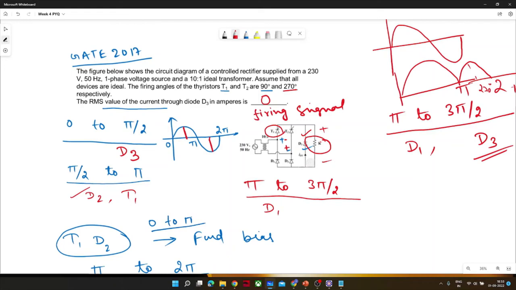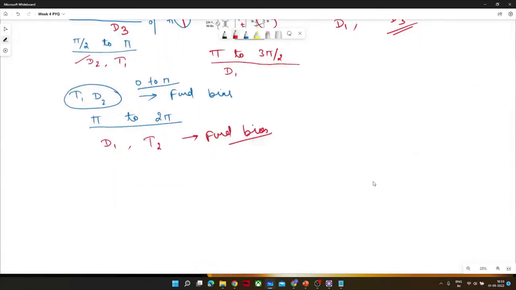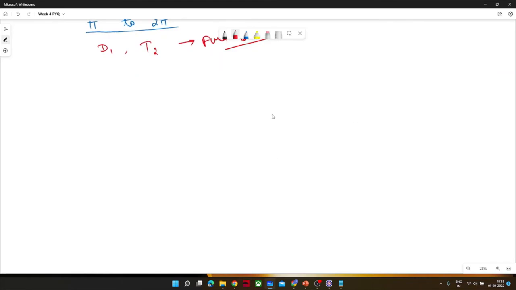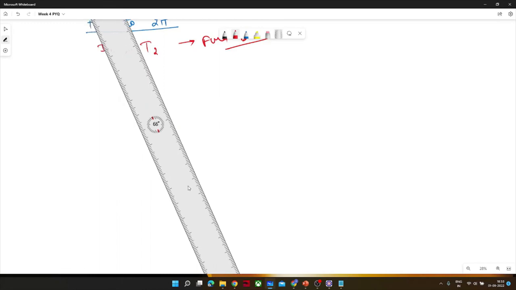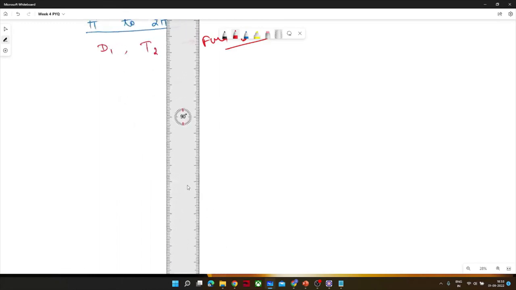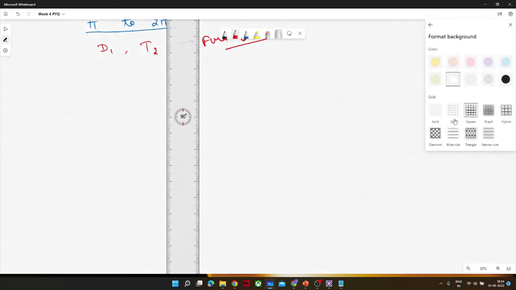So that means the freewheeling diode works only for RL load, or for RLE load, or if some energy is present there. Because let me draw the waveform of R load, how it happens. Okay, graph.